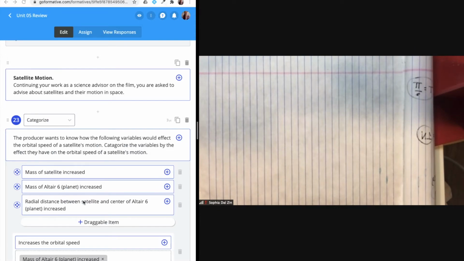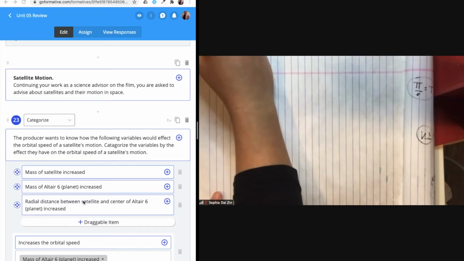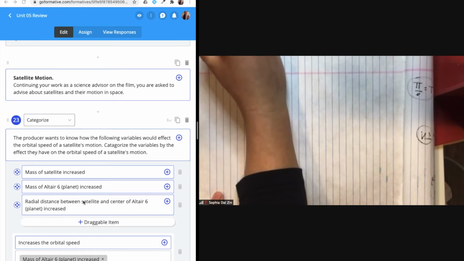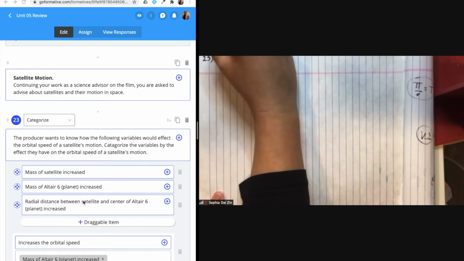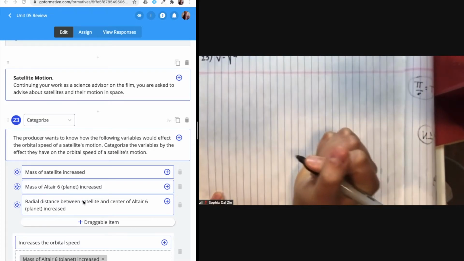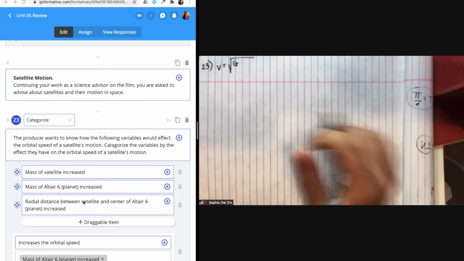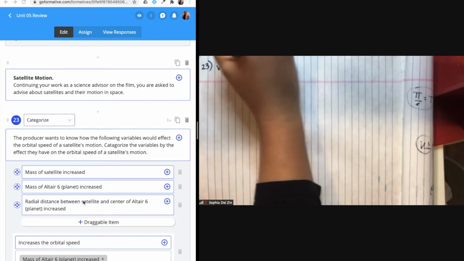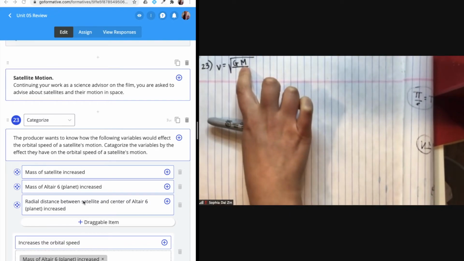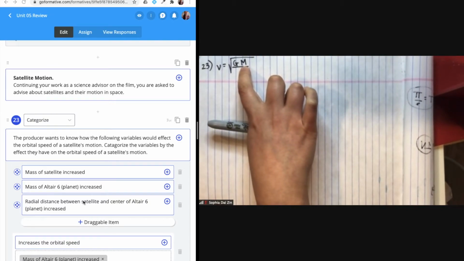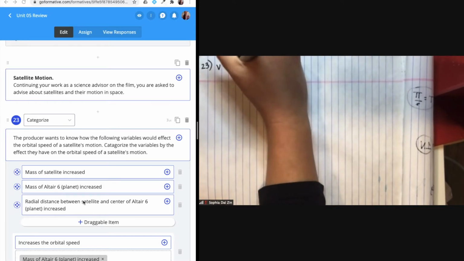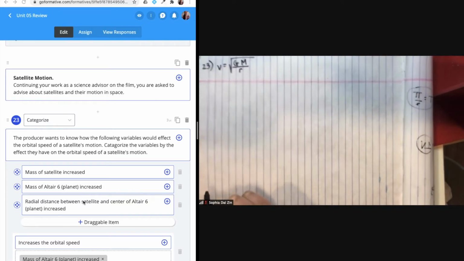Number 23. They want to know how different variables affect the orbital speed. Since orbital speed is what they're asking about, let's look at the orbital speed equation. The speed depends on the universe we're in, that's G, the 6.67 times 10 to the negative 11, the mass of the central object, which is the planet. It's a satellite going around the planet, so that doesn't depend on the mass of the satellite, and R, the distance from the planet.